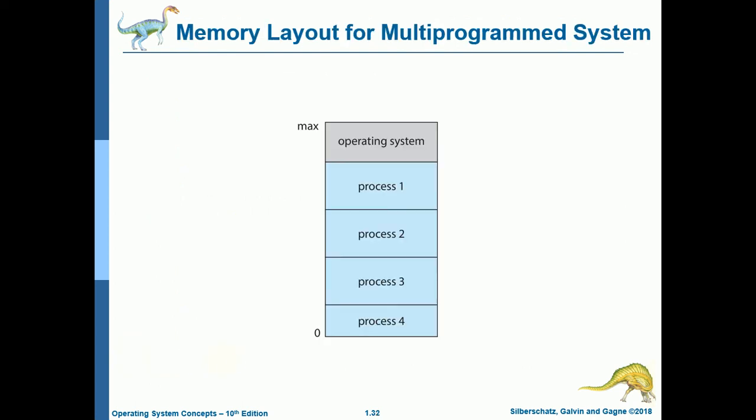So, the memory layout for a multiprogram system. This is the memory. Of course, as I've said, the operating system must already have its allocated memory space inside the main memory, and then depending upon how many processes or programs are open. For this example, there are 4 programs open, so that's why there are 4 processes inside main memory.